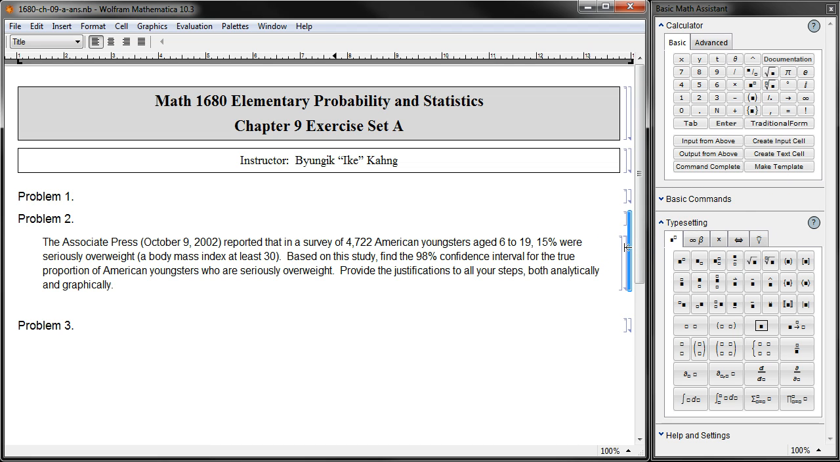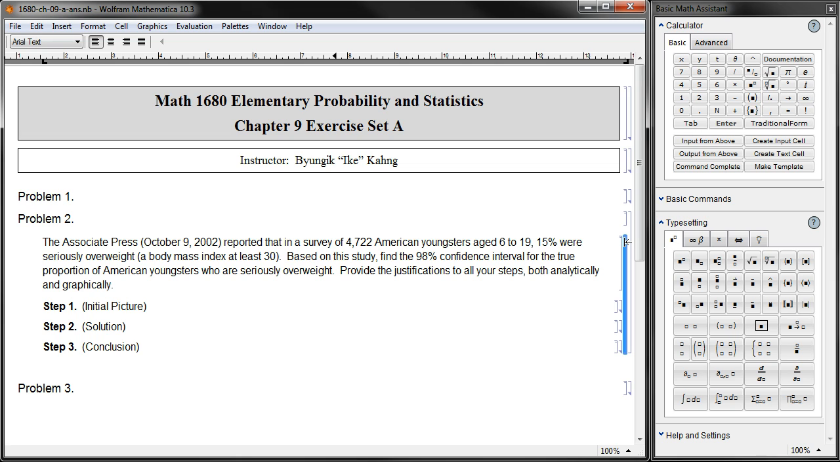Okay, how do we handle this problem? First, we have to make a decision. Is it going to be a T-curve problem or a Z-curve problem? T or Z? It's going to be Z-curve. Why? We have a really large sample size, 4,000 something. Usually, when it's 100 or bigger, I like to use Z-curve. So it's going to be a Z-curve problem.